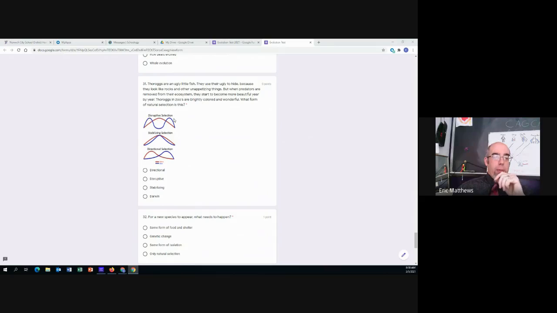Would that be disruptive selection, where you go from your one good trait to two new different traits? Stabilizing selection, where the one good trait stays the only good trait? Or directional selection, where the old good trait is gone and there's a new good trait? So thorogs turn beautiful if there are no predators. Would that be directional, disruptive, stabilizing, or Darwin? Here's a hint. We only did one of these. Do you remember which one?